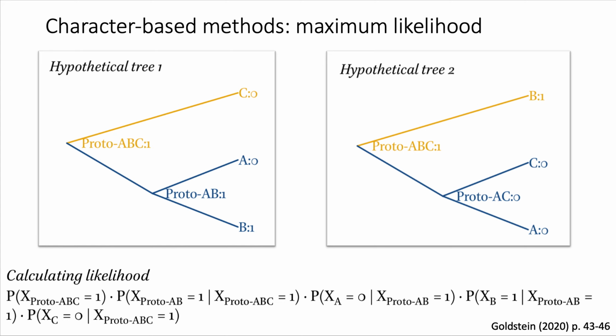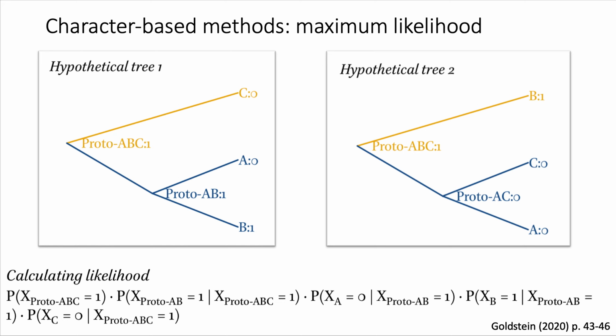So calculating likelihood proceeds like this. We can calculate the probability of the observed language data as a product of probabilities. The P is shorthand for the probability of. So the probability of the proto-language of ABC to be 1 is the probability that our character X has the value 1 at the root node proto-ABC. The probability of X proto-AB is 1, given the X proto-ABC is 1, denotes a conditional probability.